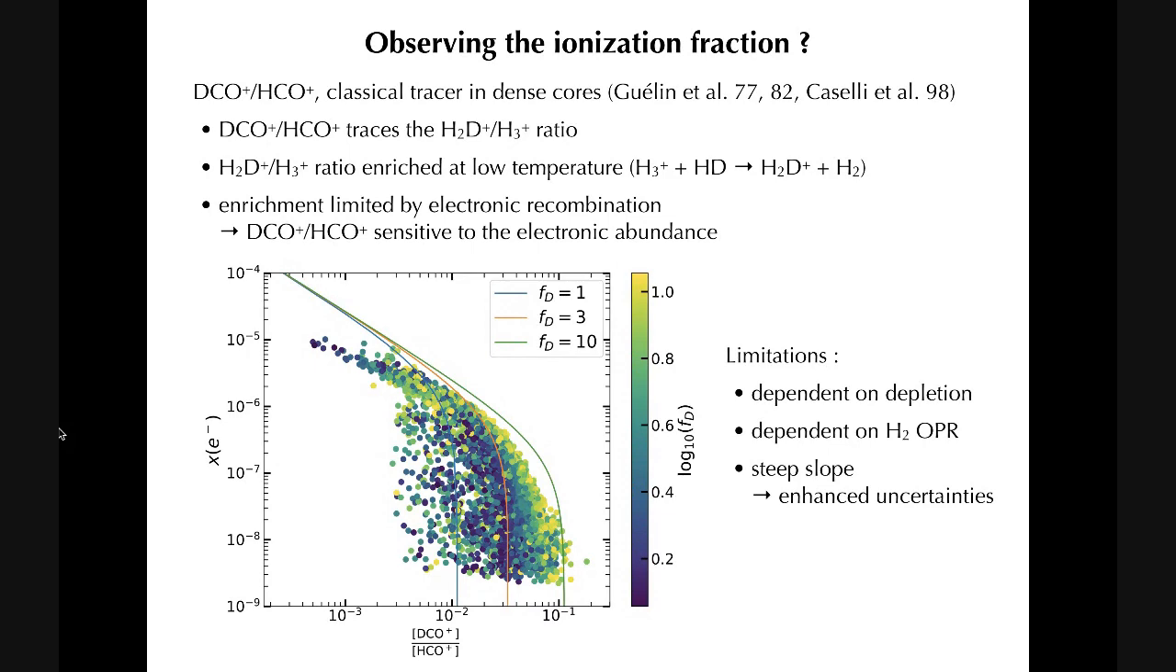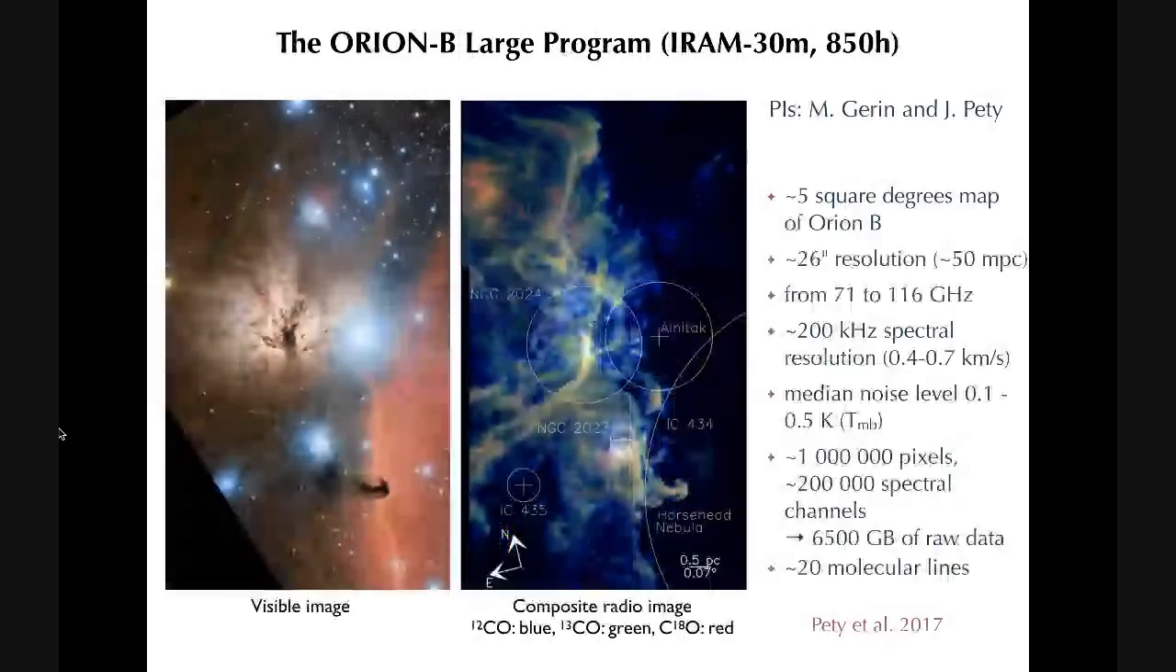And here our motivation to try to go further was the Orion B large program at the IRAM 30 meter. With this program we tried to cover the whole giant molecular cloud, so a field of 5 square degrees. We see here only the first square degree, at a resolution of 26 arcseconds, so with a large range of dynamical scale, and covering the whole band around 100 gigahertz.